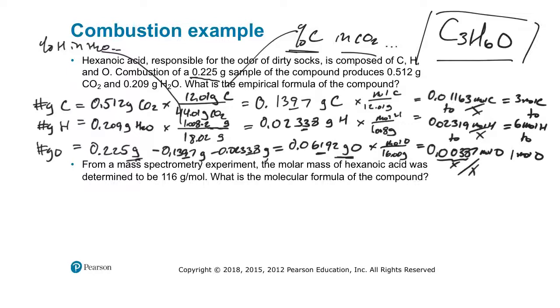So then you do a mass spectrometry experiment or just some sort of experiment to give you the molecular weight. Find out it's 116 grams per mole. What's the molecular formula of the compound? So we just take the 116 grams per mole molecular weight and divide it by the empirical mass. So the empirical mass would be 12.01 times 3 plus 6 times 1.008 plus 16.